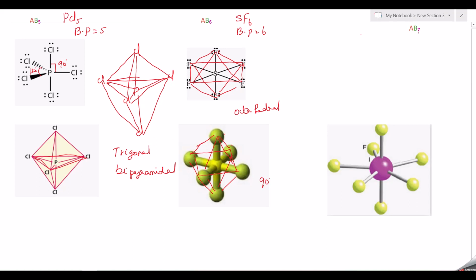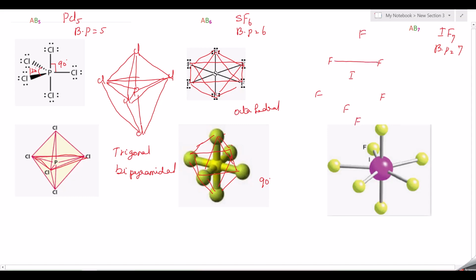Next we'll go to AB7. Example IF7. Iodine is the central atom. 7 fluorine atoms are covalently bonded to iodine. So the number of bond pairs will be equal to 7. So you can draw the structure like this. You have iodine at the center. So one fluorine here, another fluorine here, and then one fluorine will be here. And one fluorine will be at the top, the other fluorine at the bottom.